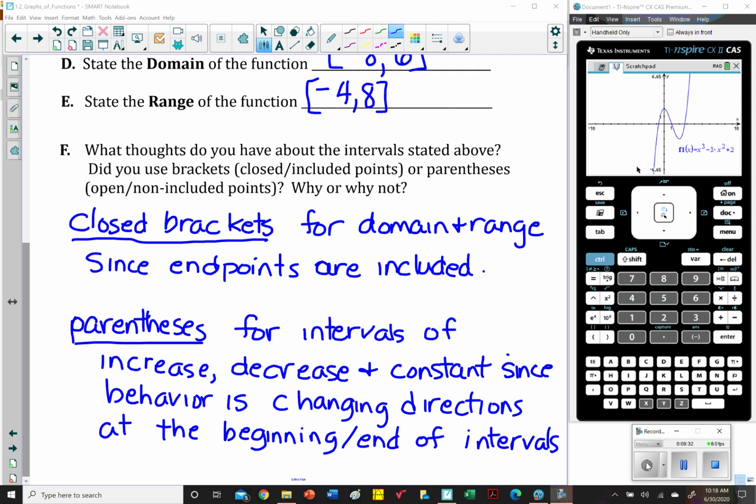Okay, I said something along this line. I used closed brackets for domain and range because the endpoints were included, and I used parentheses for intervals of increase, decrease, and constant because the behavior is changing directions at the beginning of that interval and at the end of the interval.